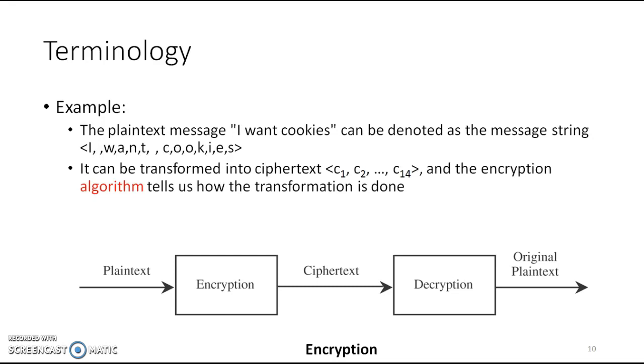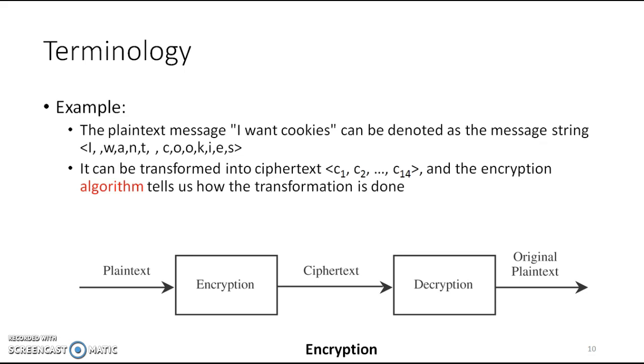Now we have an example. The plain text is the message "I want cookies." This is a message and you want to encrypt it. So how are you going to do that? It can be denoted as a message string, like I want cookies. As we said, enciphering is letter by letter, or symbol by symbol, not word by word. So we differentiate each and every letter. The first I is one letter. There is a space, and a space is also considered a letter. W is a letter, A is a letter, N is a letter, T is a letter, and then we have a space. Similarly for cookies as well.